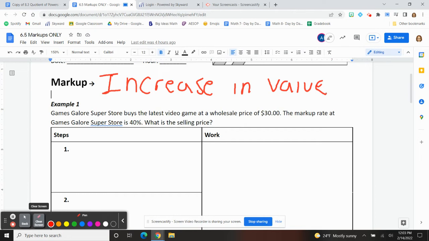So, the steps for markup are very similar to the steps for a discount, except there's one big difference. That difference being for step one. So, for example, one where it says Games Galore Superstore buys the latest video game at a wholesale price of $30. The markup rate of the Games Galore Superstore is 40%. What is the selling price? Step one. In discounts, we subtract from 100. In markups, we add our percent to 100.